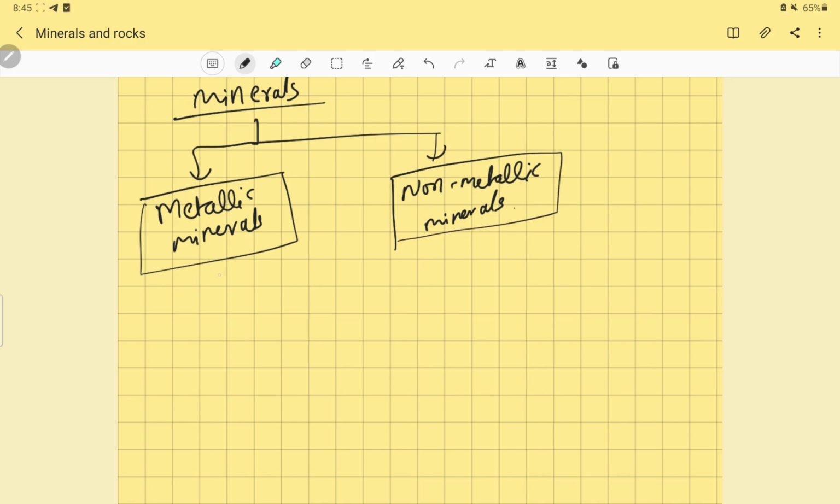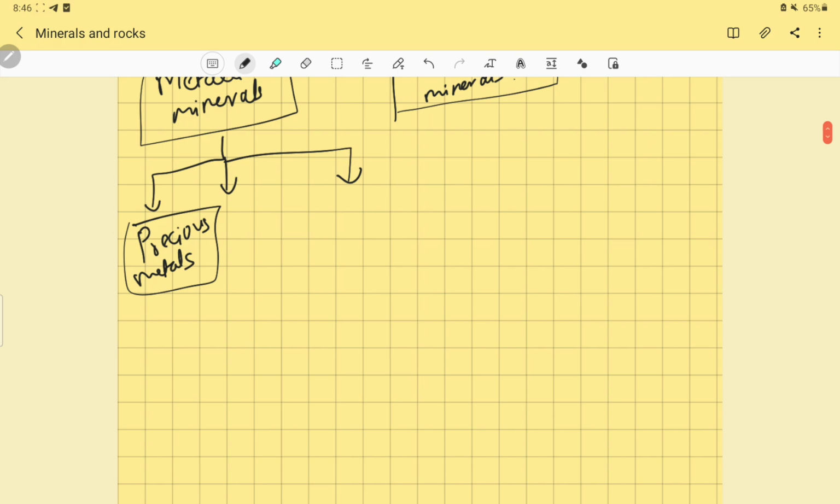Now, in metallic minerals there are again three types of classification. The first one is precious metals, like what we use or wear in our day-to-day life, such as gold, silver, platinum. All these are precious metals, right? Then the next category is ferrous metals. Ferrous metals are those metals which have iron content, and other metals are mixed with iron to form various kinds of metals. An example you can take is steel.